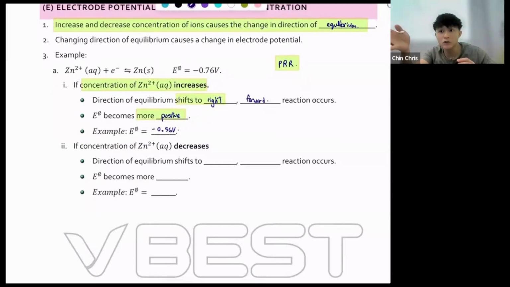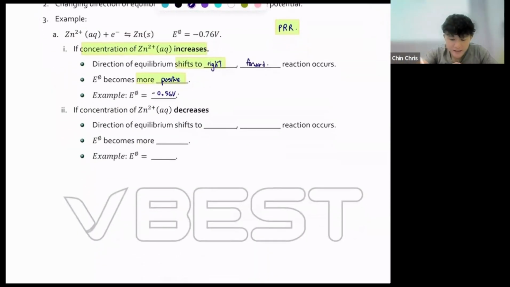Just apply PRR in all the questions. Okay, next, guys. If you decrease the concentration, then how? Decreasing concentration of zinc shifts the direction to the left, and a backward reaction occurs. So left will make the value more negative, right? So right now the value maybe turns into maybe 0.16 or maybe negative 1.06 or 1. That's it.